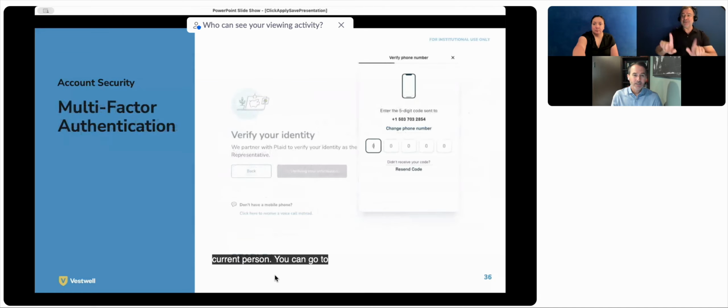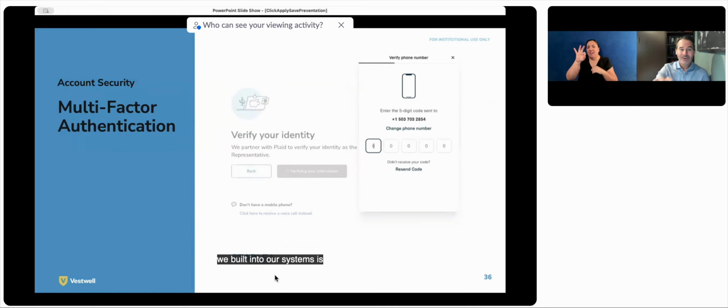Another piece of security that we've built into our systems is multi-factor authentication. That's a fancy way to say that you're entering your information, and then we're also proving that that information was entered by the right person. In this case, when you're going through the flow, you will actually get a text message with a special code that you enter in here to make sure that you really are linked correctly. Go to the next slide, please.